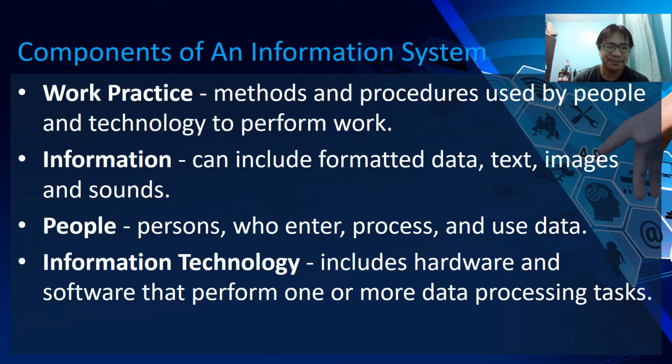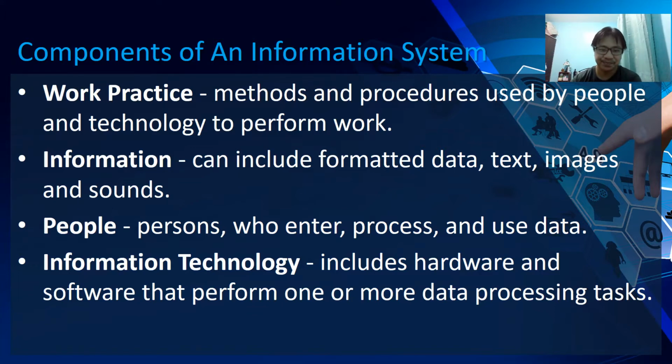Then we have people. People, by the word itself, are the persons who enter, process, and use data. That means the people here are the ones using the system that the system analyst will implement later on. Then we have information technology. This is the combination of hardware and software that performs one or more data processing tasks, including networking, servers, applications, and so on. So that is the components of an information system.